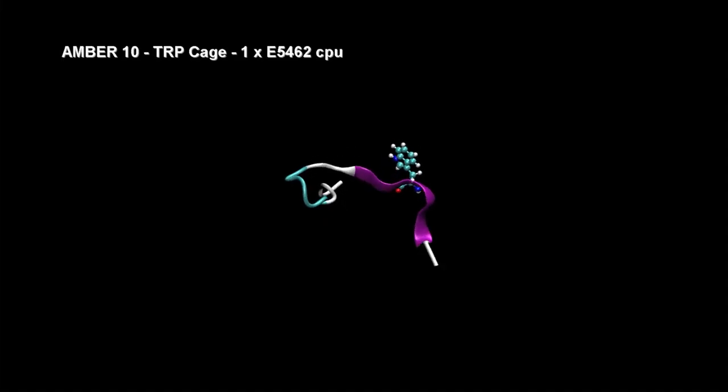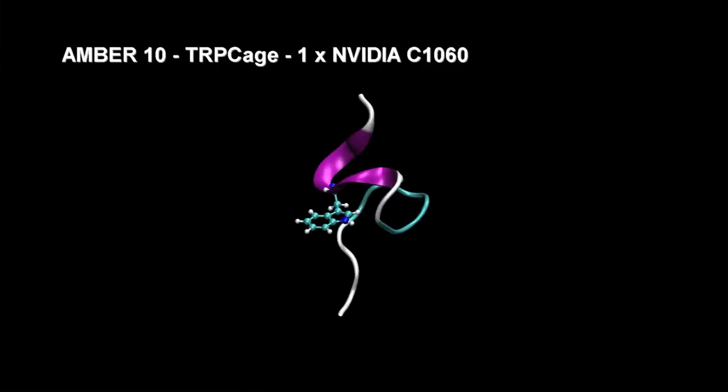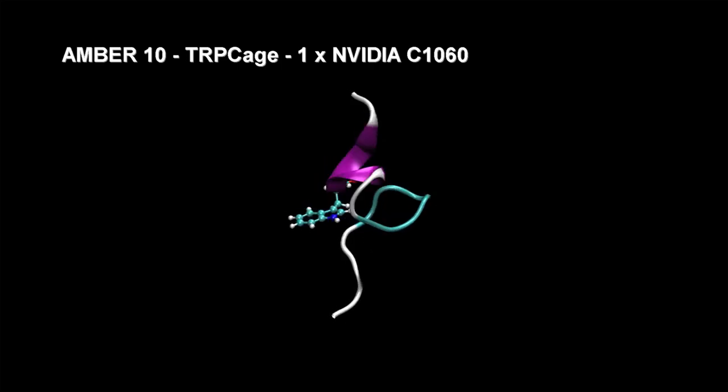I'm Ross Walker. I'm an assistant professor at the San Diego Supercomputer Center and also in chemistry and biochemistry at the University of California, San Diego. AMBER is a molecular dynamics package. It's been around for close to 30 years now. I started working on it about 15 years ago. I'm one of the principal developers of the code.